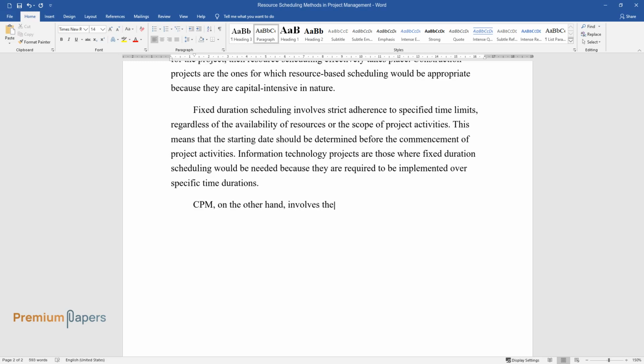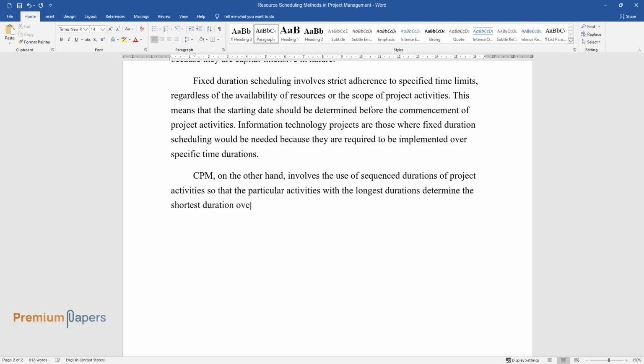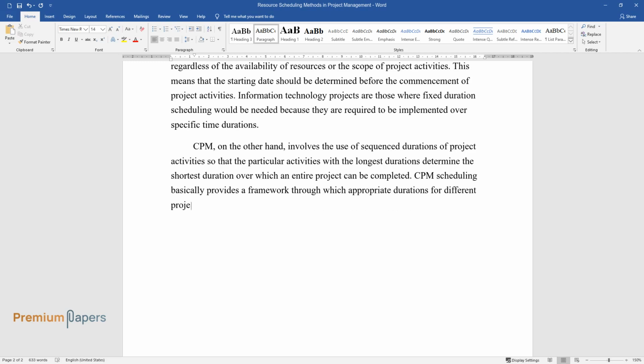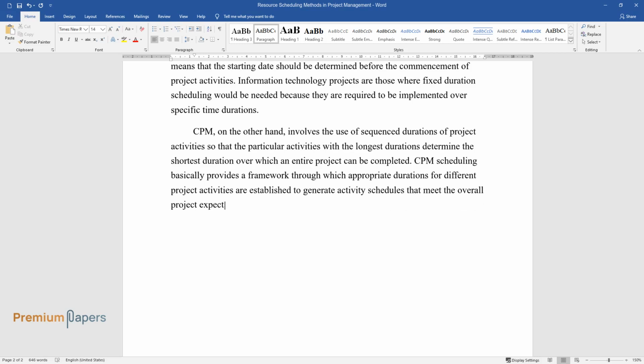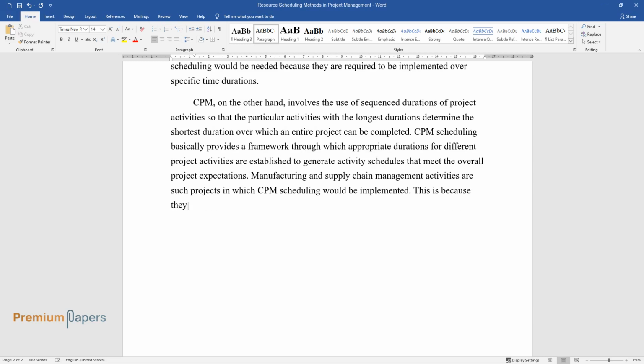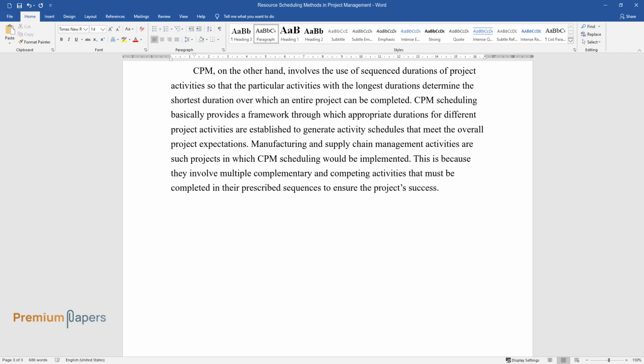CPM, on the other hand, involves the use of sequence durations of project activities so that the particular activities with the longest durations determine the shortest duration over which an entire project can be completed. CPM scheduling basically provides a framework through which appropriate durations for different project activities are established to generate activity schedules that meet the overall project expectations. Manufacturing and supply chain management activities are such projects in which CPM scheduling would be implemented. This is because they involve multiple complementary and competing activities that must be completed in their prescribed sequences to ensure the project's success.